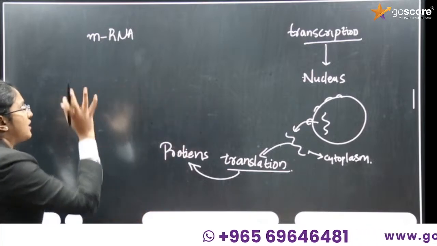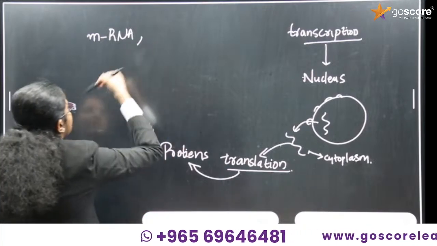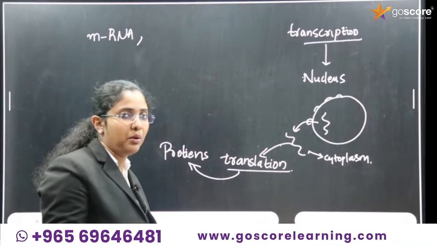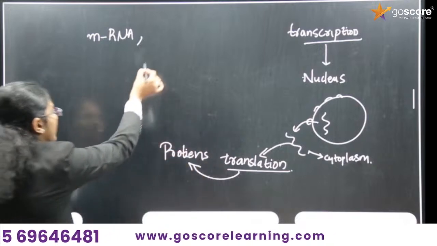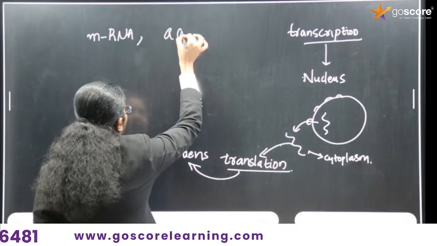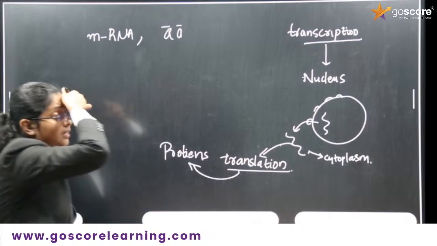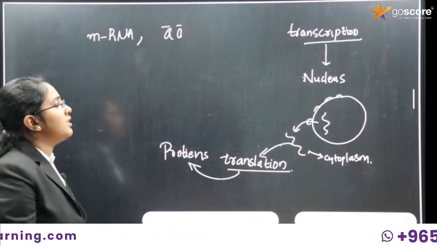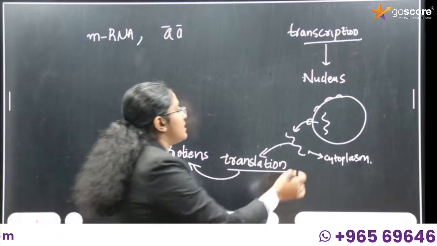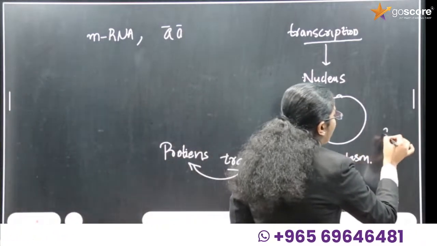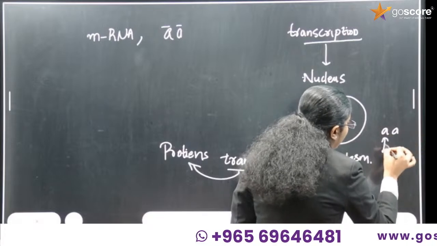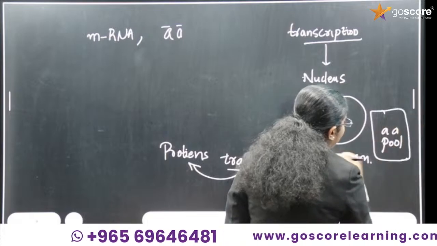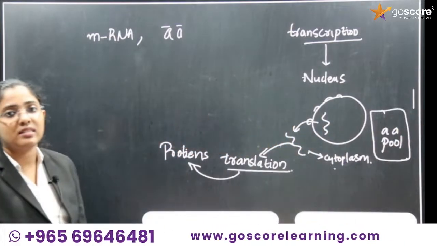First, you have said it is mRNA. Then we have discussed the genetic codons and amino acids. So amino acids are important; amino acids should be there. Where is this amino acid present? It is present inside the cytoplasm as the amino acid pool.